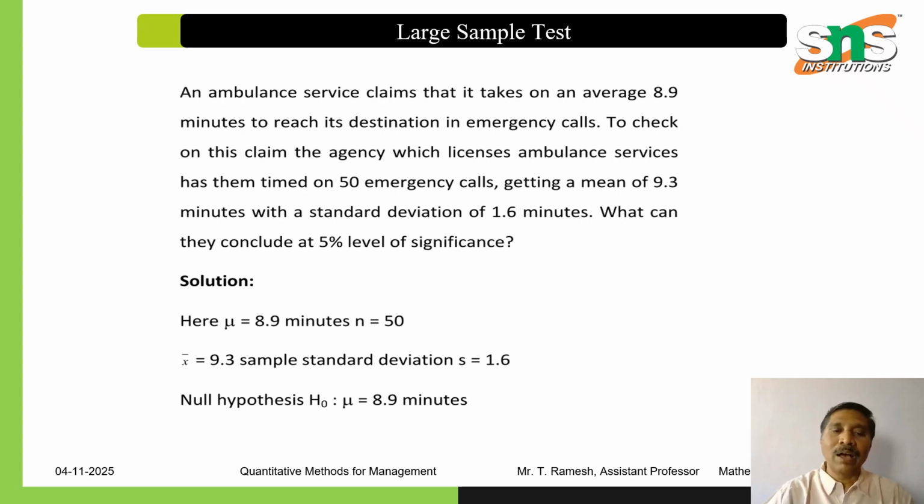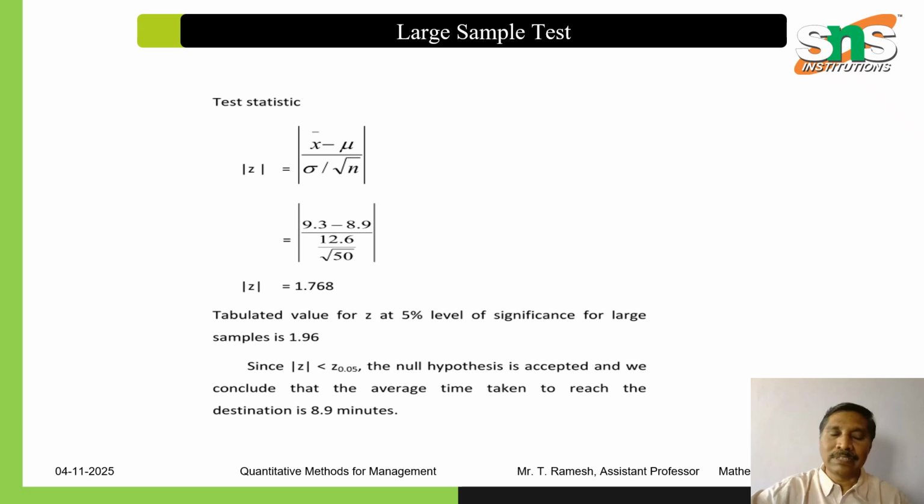Here they have already given the population mean mu as 8.9 minutes and the number of calls is 50, therefore n is equal to 50, and the sample mean is 9.3. The sample standard deviation small s is 1.6. Now we form the null hypothesis H naught: mu is equal to 8.9 minutes. We check whether it is correct or not. The test statistic is modulus Z, the modulus of x bar minus mu divided by sigma by root n. Substitute all these values: sample mean is 9.3 minus population mean 8.9, and the standard deviation is 12.6.